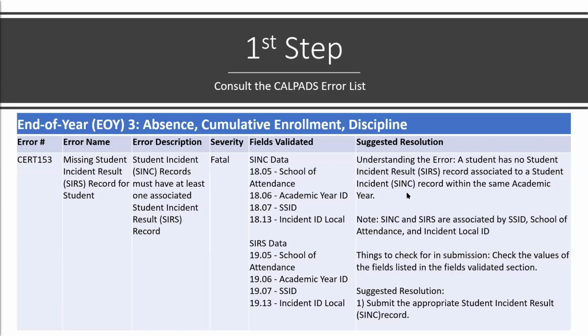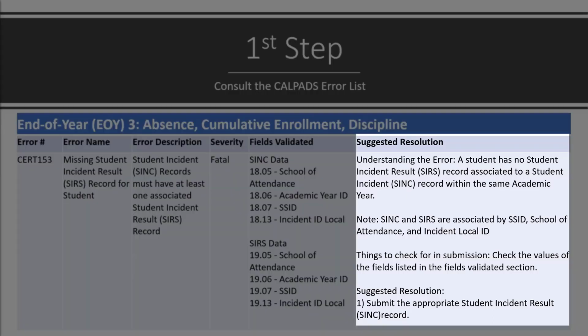All right. Now CALPADS is kind enough to give us a suggested resolution. How should we go about resolving the fact that our student incident record is missing a results record? So understanding the error at the top of a suggested resolution usually tells us the conditions in which CALPADS expects the record to be submitted. A student has no student incident result record associated to a student incident record within the same academic year. So that's pretty well said in layman's terms, all right?